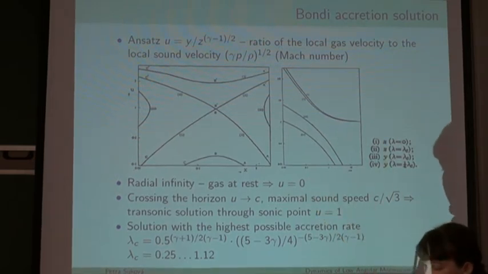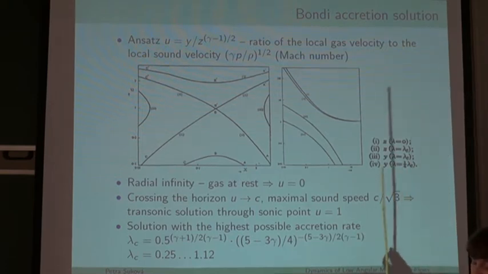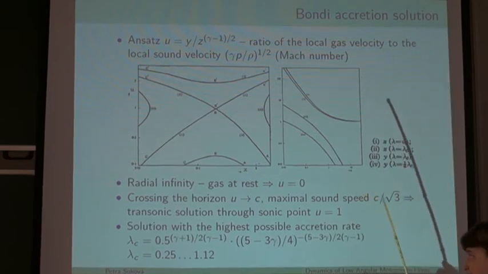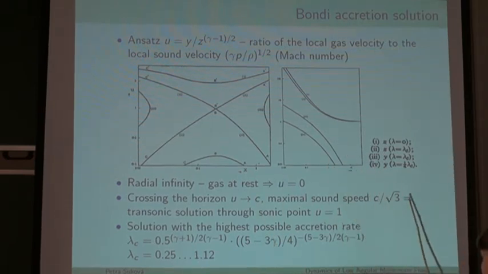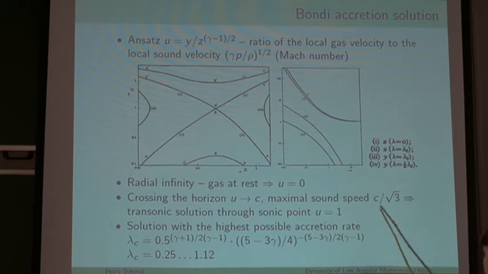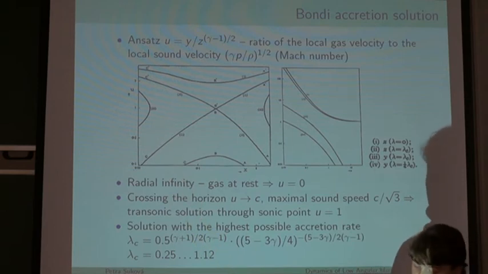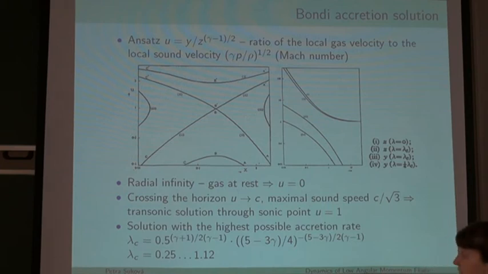We also know that when the accretion is going onto the black hole, the gas will approach the horizon of the black hole with speed approaching the speed of light. But we also know that the maximum sound speed is only c over square root of 3. So we know that u has to be bigger than 1. So the solution has to be supersonic when it reaches the horizon of the black hole.